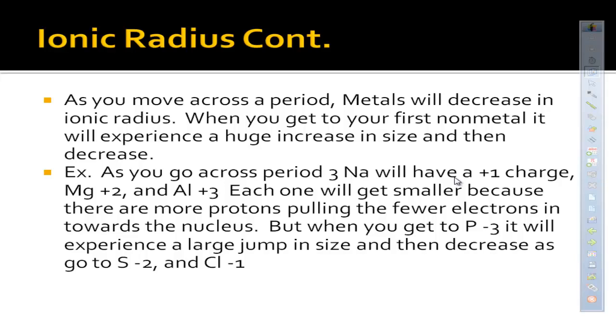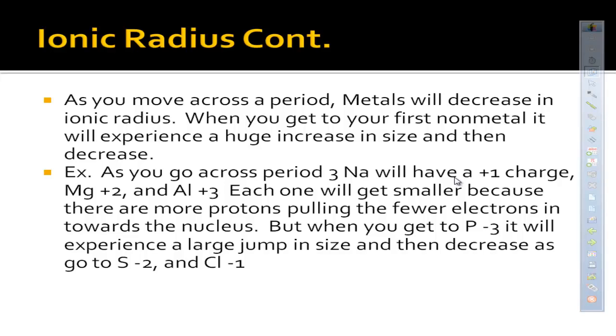The example that I have up here says as you go across period 3, sodium is going to have a +1 charge. It just means that you have one more proton pulling on those electrons. When you go to magnesium, now we have 2 more protons than electrons. And when you get to aluminum, it's basically like saying we have 3 more protons than we do electrons. And a +3 charge is going to be able to pull on those electrons more than something that has a +1 charge.